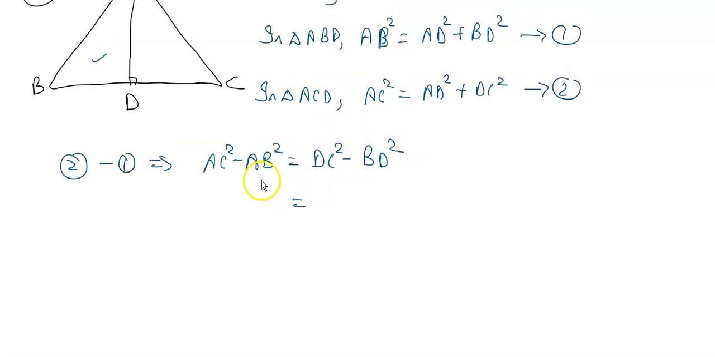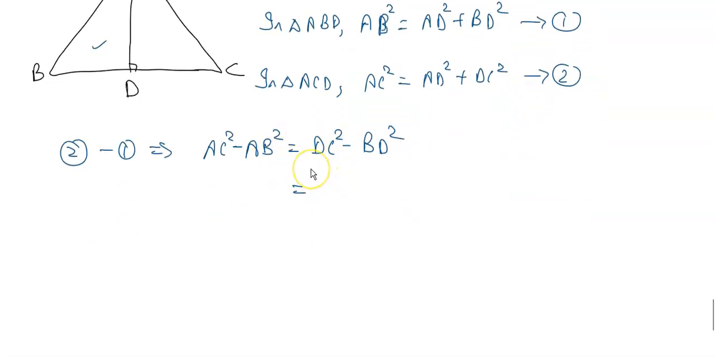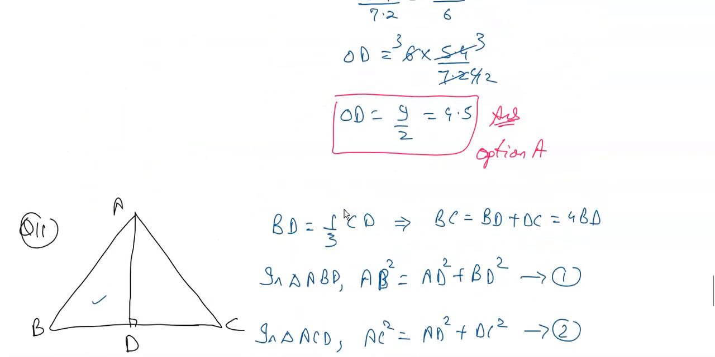Now we know that BD is equal to 1/3 of CD. We also know that BC is equal to BD plus DC. So what is DC over here? DC is 3 times of BD. So this is 4 times of BD, correct? Because DC I can substitute 3 times of BD. So 4 times of BD. So BD square is nothing but BC square by 4. So here same thing I can apply, that DC is nothing but 3 times of BD. So that is 9 BD square minus BD square, which is equal to 8 BD square, and BD square is how much?